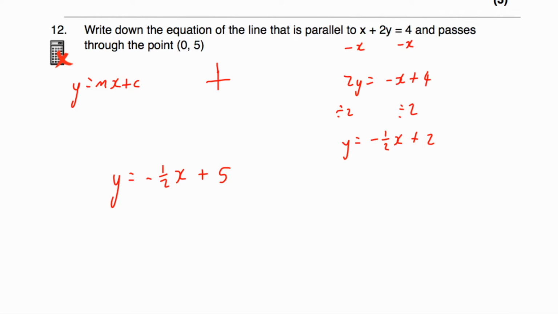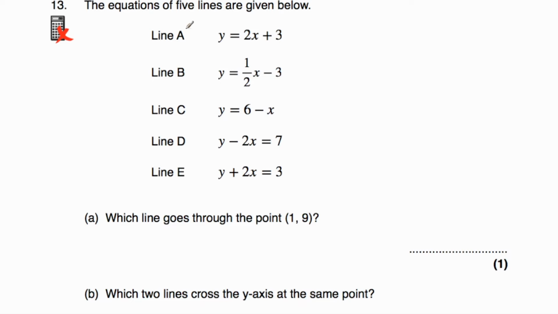Okay, question number 13. Question number 13 says the equation of 5 lines are given below. So we've got 5 lines. We've got line A, which is y equals 2x plus 3. Line B, which is y equals a half x minus 3. Then we've got line C, y equals 6 minus x. Then we've got line D, which is y minus 2x equals 7. And finally line E, which is y plus 2x equals 3.